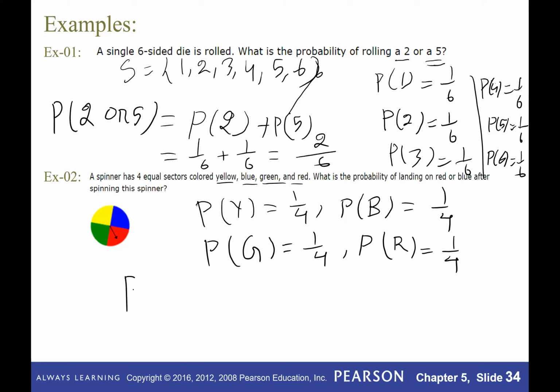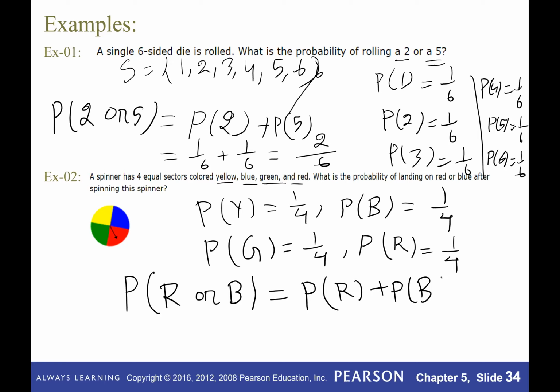Okay, so now we have to find the probability of landing on red or blue. Since they are mutually exclusive. Why mutually exclusive? Because if the spinner lands on blue, it cannot land on red at the same time. And similarly, if it lands on red, it cannot land on blue at the same time. That means they are mutually exclusive. So the probability of red plus the probability of blue. That means 1 over 4 plus 1 over 4. So it is 1/2. Do you have any question?